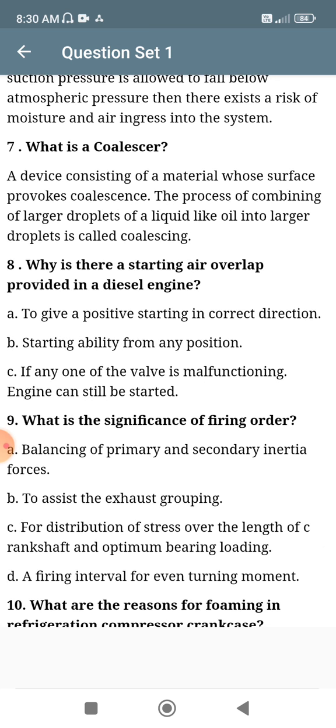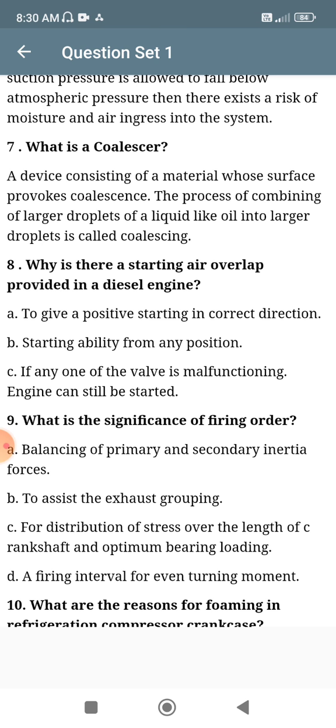And what is a coalescer? It is a device consisting of material whose surface provides coalescing cells. The process of combining smaller droplets of liquid, like oil, into larger droplets is called coalescing.